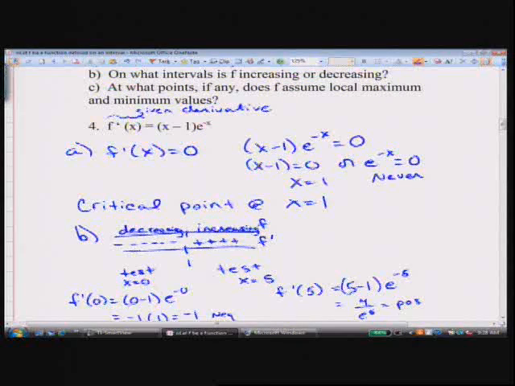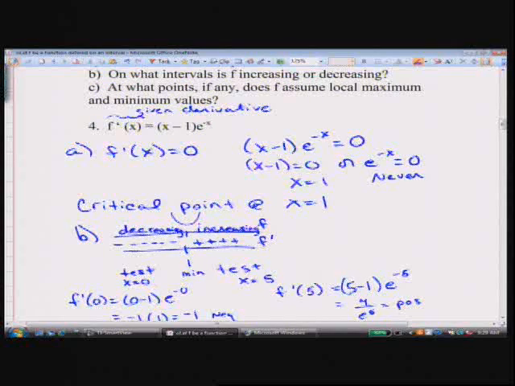Okay? And at 1, what do I have? Well, if I decrease and then increase, I must have either a min or a corner. In this case, it's a min because the derivative was equal to 0. If the derivative was undefined there, that would be like a little corner or a cusp. Okay, so this is a min.